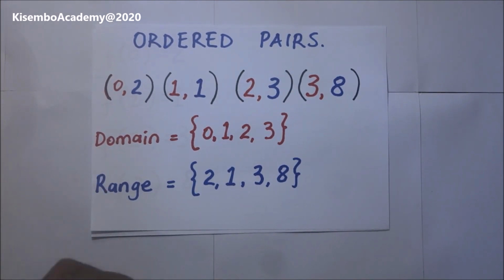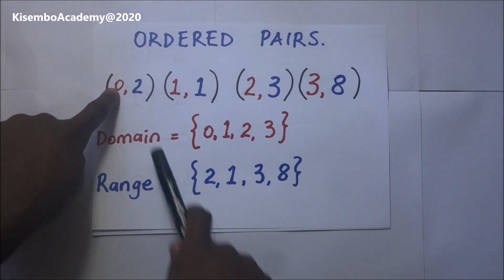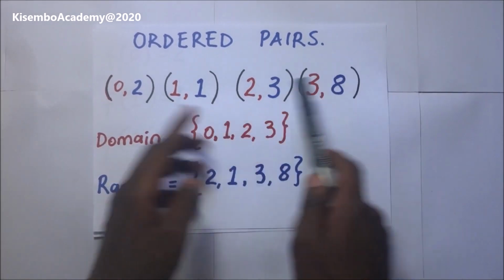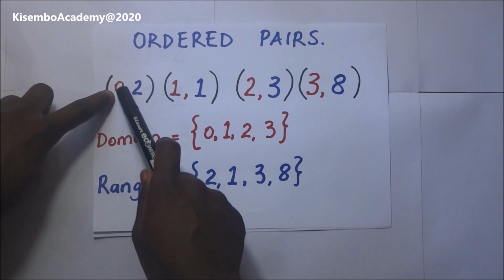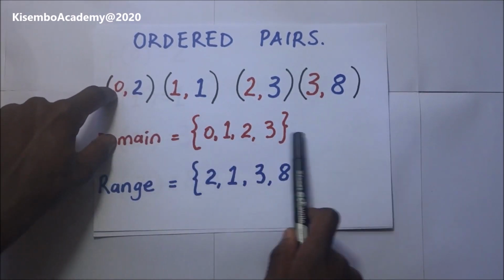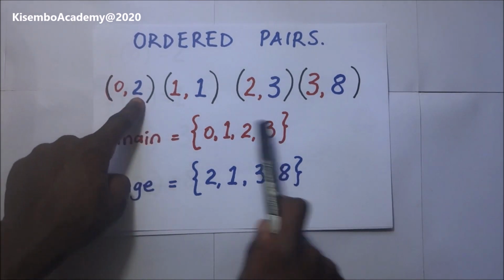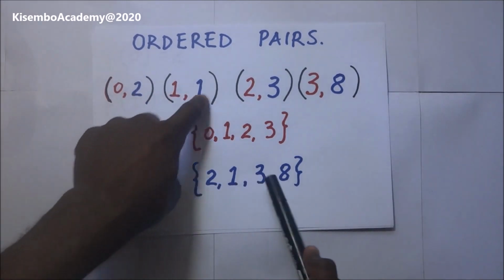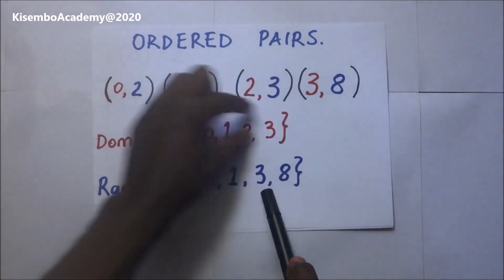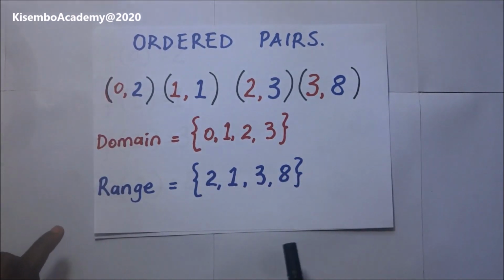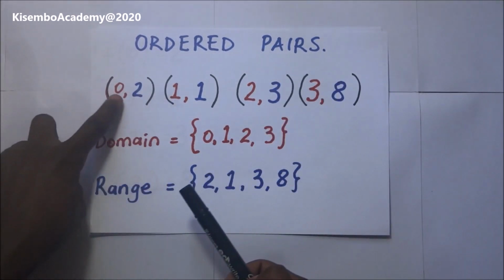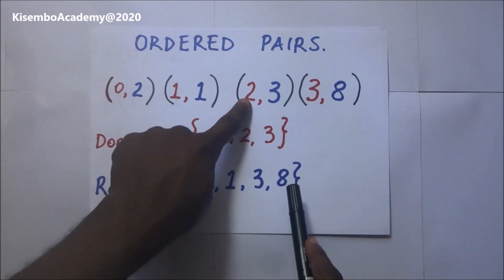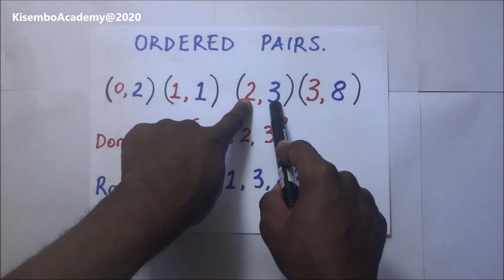If you look at these ordered pairs, this is the value of x and that is the value of y: x, y, x, y, x, y. The values in red, the values of x, are what we call the domain: 0, 1, 2, 3. The ones in blue are the values of y: 2, 1, 3, and 8. So the domain is that, and this is our range. From these ordered pairs, every input corresponds to a certain output, or every value of x corresponds to a certain value of y.